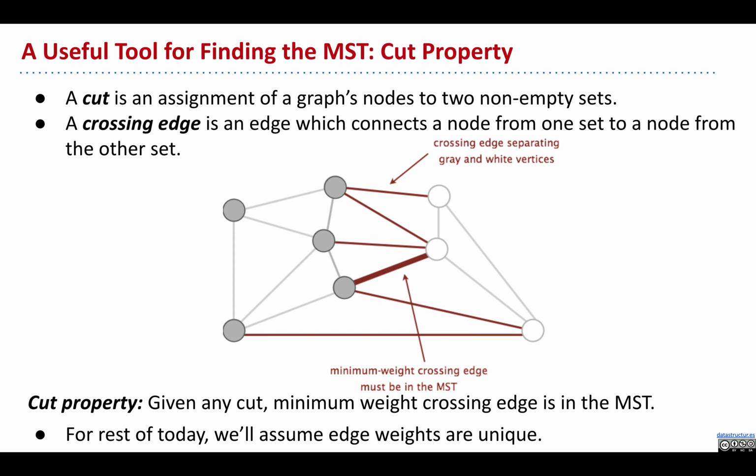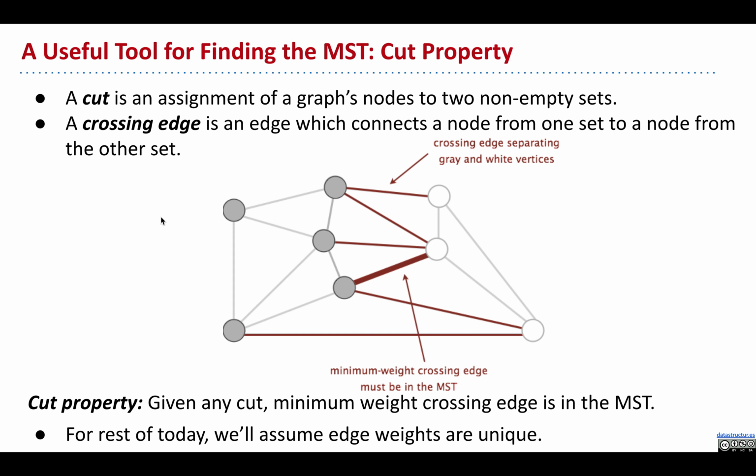The first one is what we call a cut. A cut is an assignment of a graph's nodes to two non-empty sets. It's a fancy way of saying let's color each of the nodes and say, okay, we have the gray set and then we have the white set. So you're just taking the vertices, putting them in two sets, and this is what we call doing a cut on the graph.